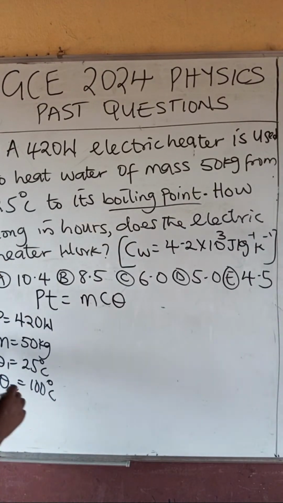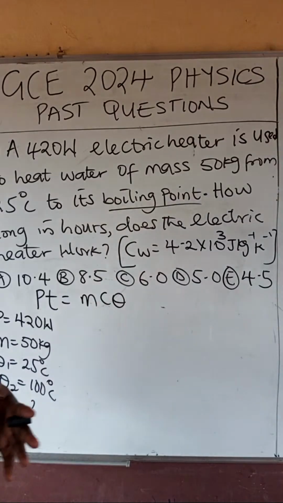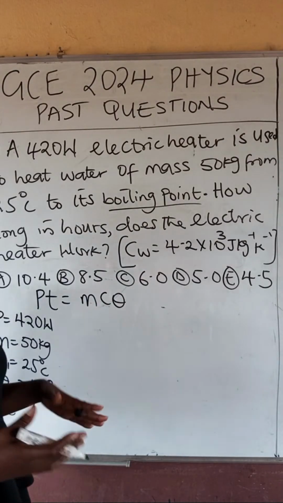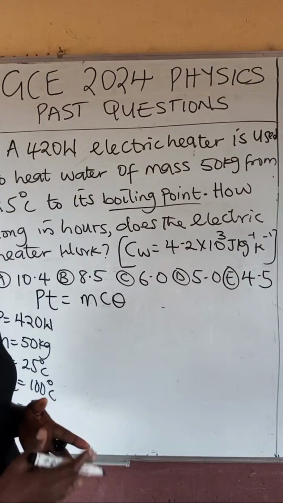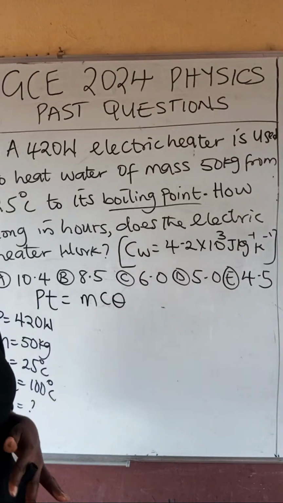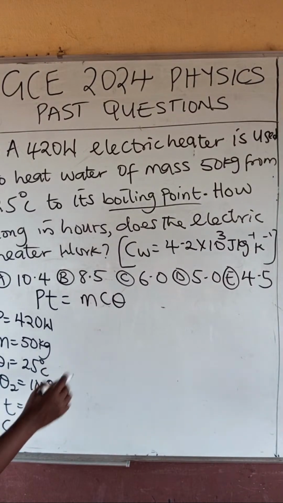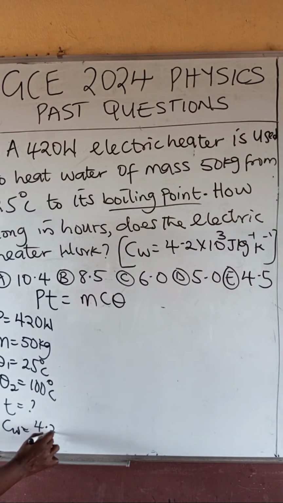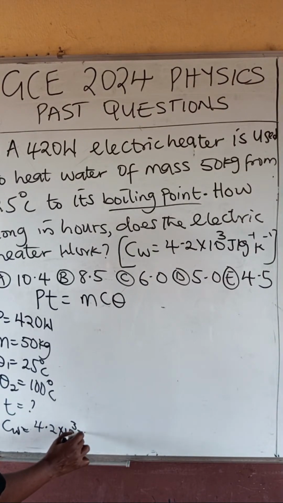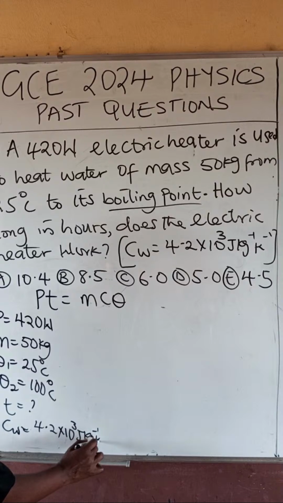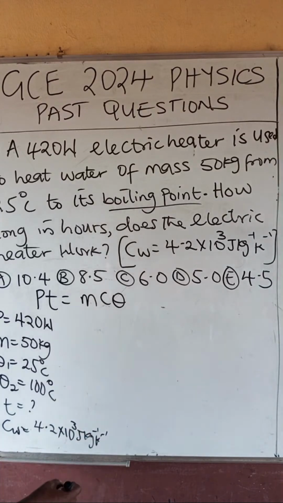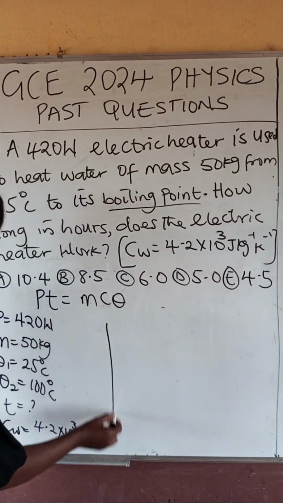Okay? Then how long is time? Well, the time must be in what? In hours. So for the time to be in hours, we must first get the time in seconds, right? Okay, to convert it. All right. Then the specific heat capacity of water is 4.2 times 10 raised to power what? 3 joules per kilograms per what? Kelvin. Now let's use our formula to solve.